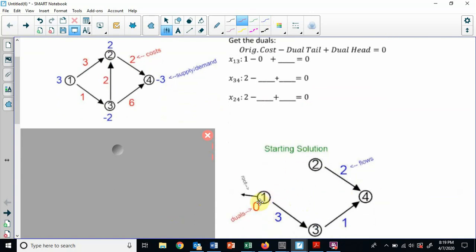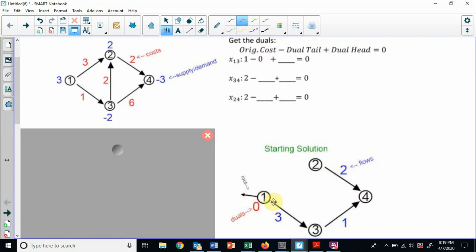And what we would like to do with our starting solution is assign dual values to each node. So I give you the first one. Remember, we're going to put a root. Literally, you could put the root on any of these if you wanted to, but I always just started at the first node. And we'll just say that dual is 0. And so then we want to work our way around finding all the dual values. Okay, remember how we get the duals though. It's the original cost minus the dual tail plus the dual head.